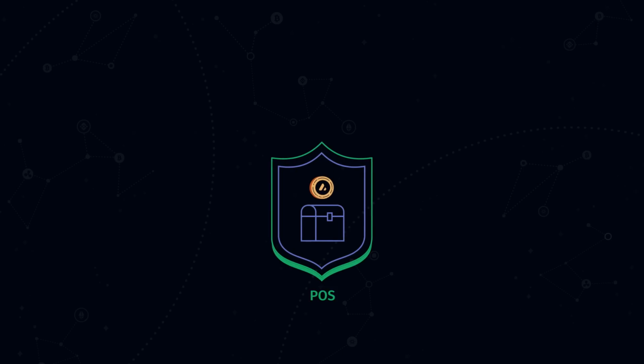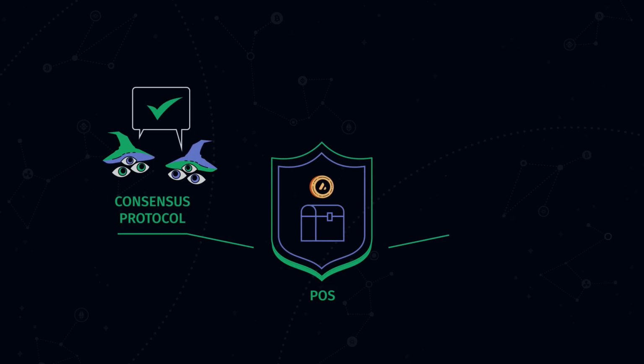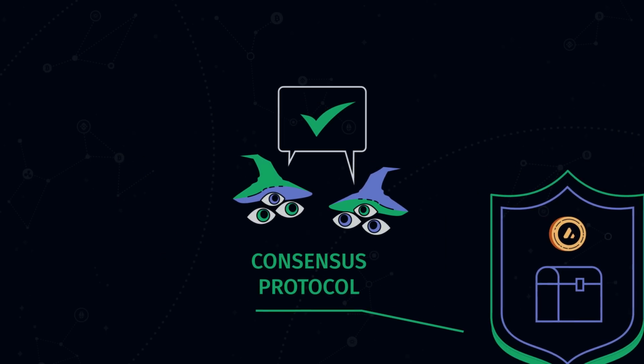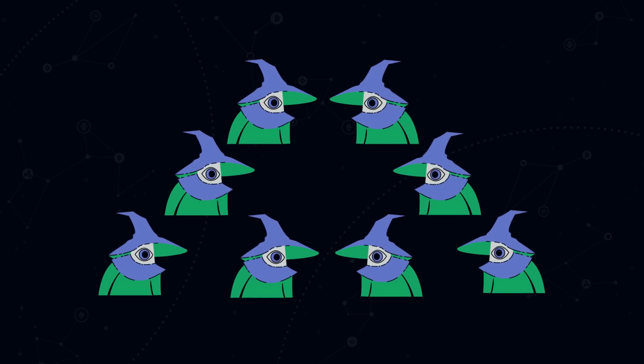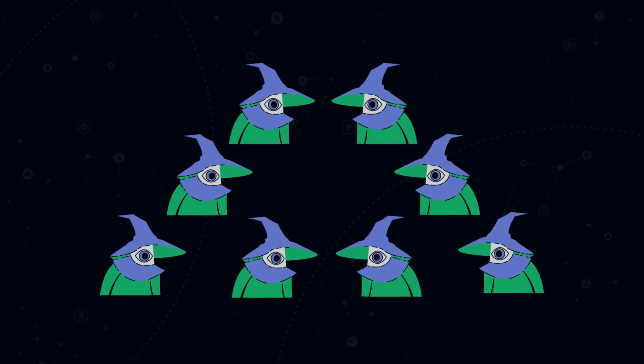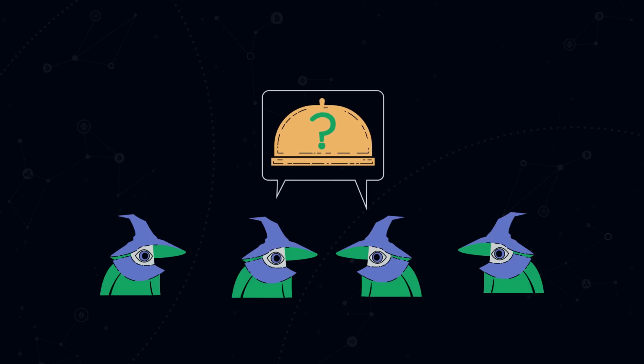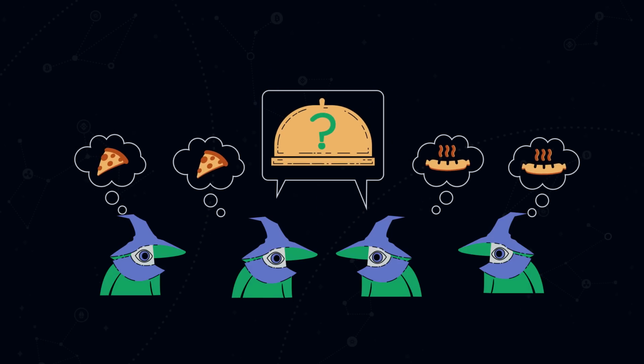Avalanche is a proof-of-stake blockchain that uses its own consensus protocol and data structure. Let's take a simple example of what the Avalanche consensus looks like. Imagine you are in a room full of people who need to decide what to order for lunch. People are faced with the binary choice of ordering pizza or barbecue, and everyone has an initial preference. The goal is to reach consensus.